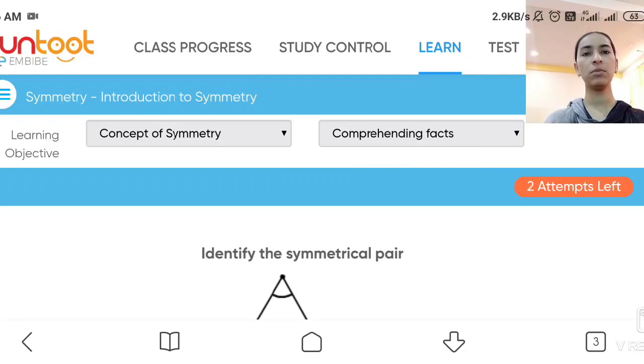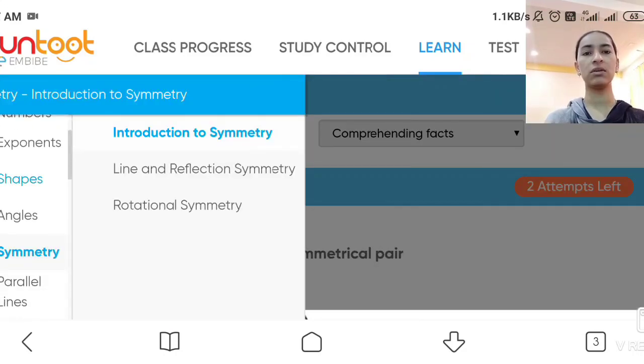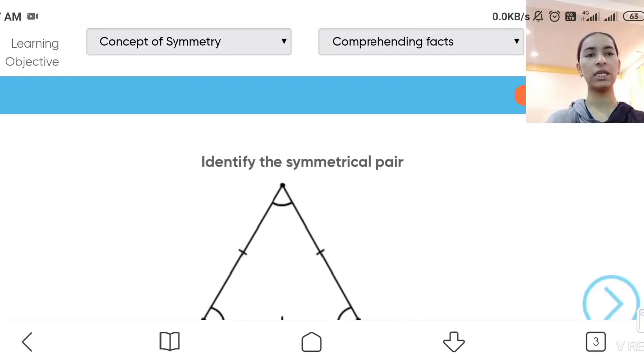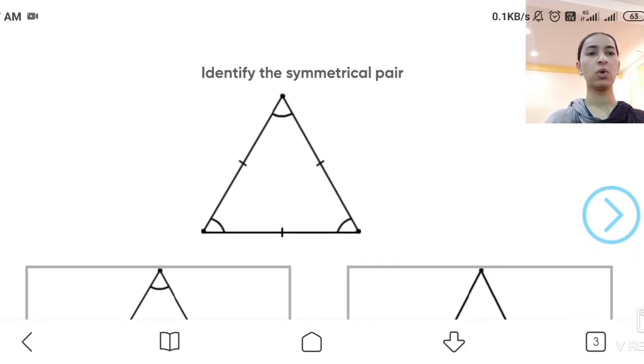From that chapter name you can select this. I have selected the word symmetry because we are going to learn the symmetry chapter. In that you have to click the introduction to symmetry. Now you can see the screen is like this. That means the questions are there. From this you can solve many types of questions.